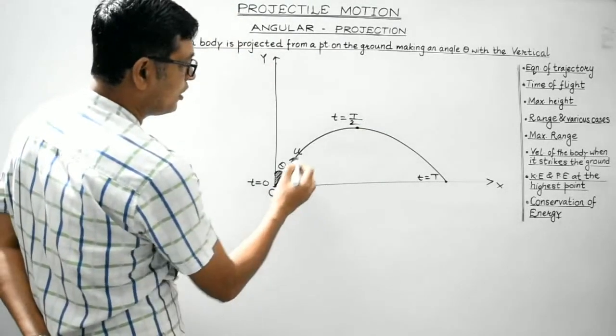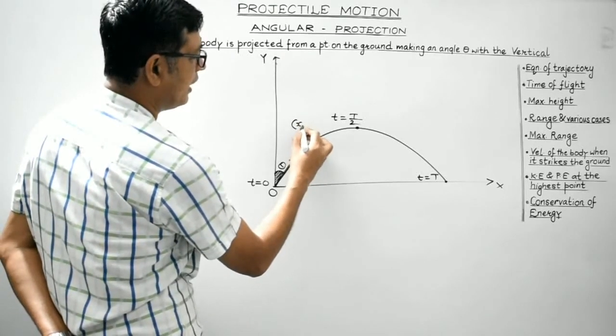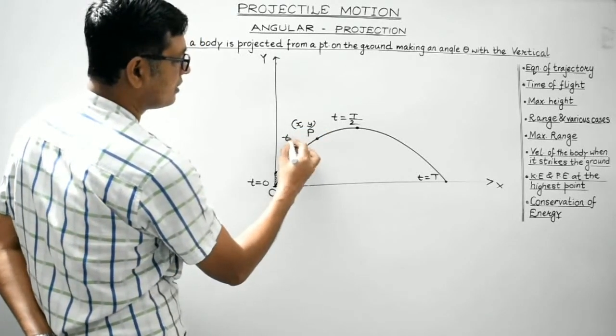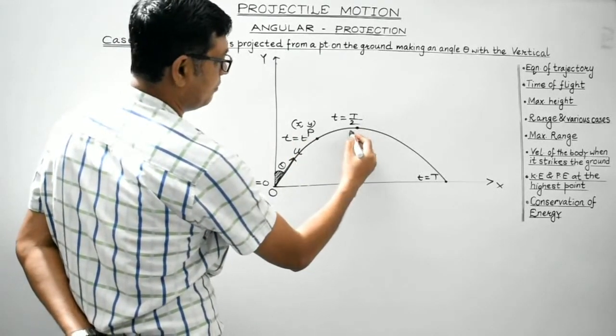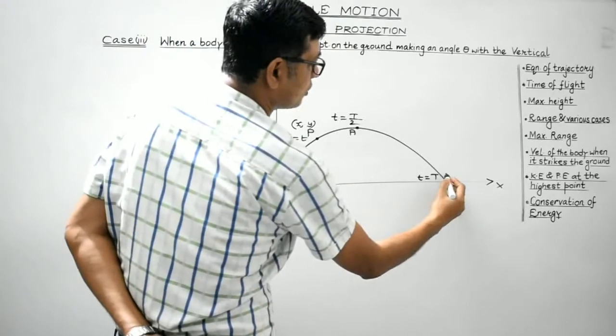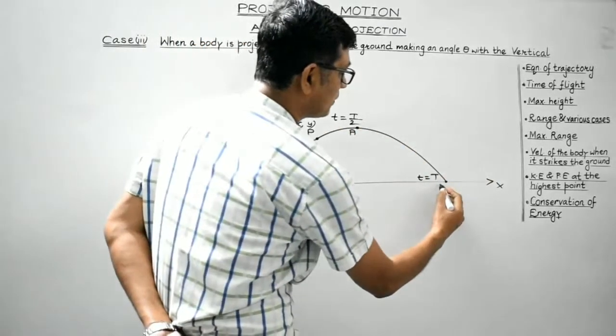So suppose this is point 2. This is an arbitrary point P. Let its coordinates be x and y. This is at instant t equals t. This is suppose the point A, and this is suppose the final point where the body strikes the ground. Suppose this is point B.